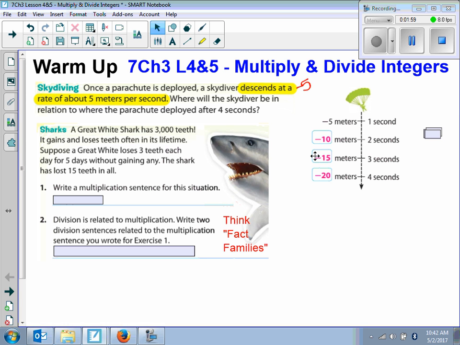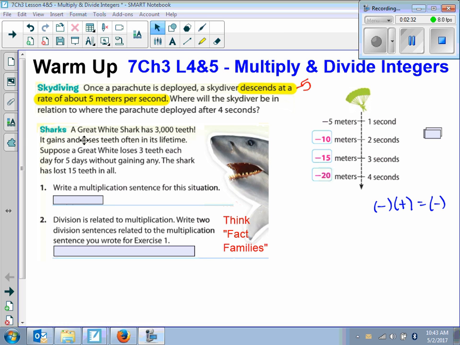Very good. So we can see here that when we're multiplying a positive times this negative 5, what am I going to get? Another negative. You see that? So here we've got a negative times a positive is going to give us a negative.